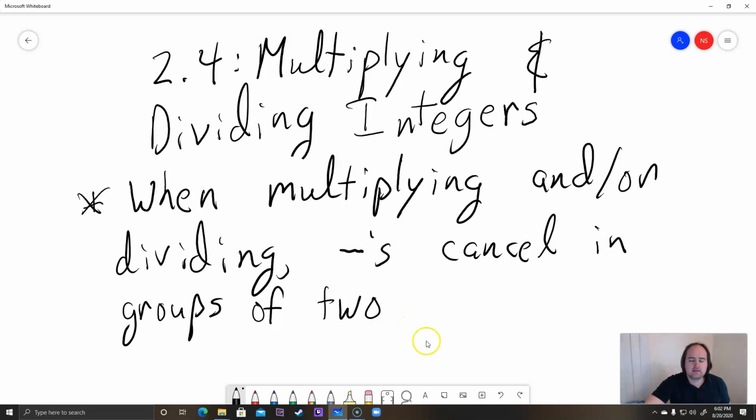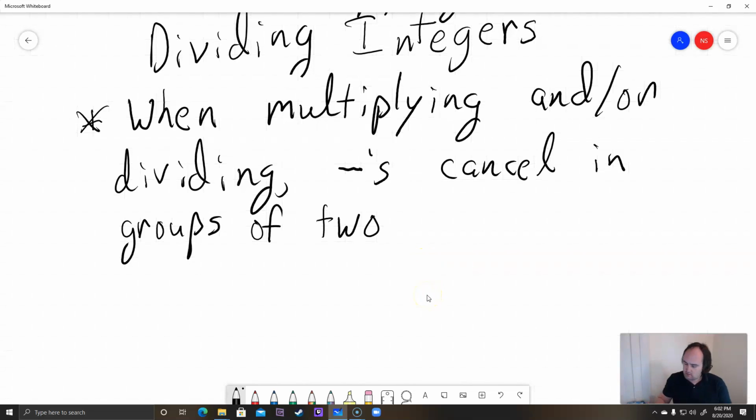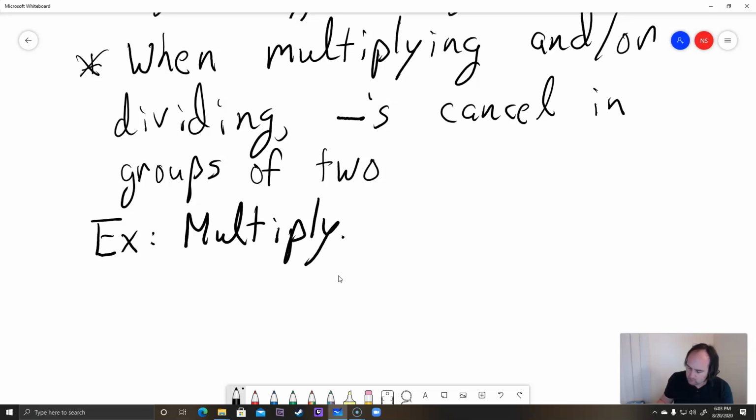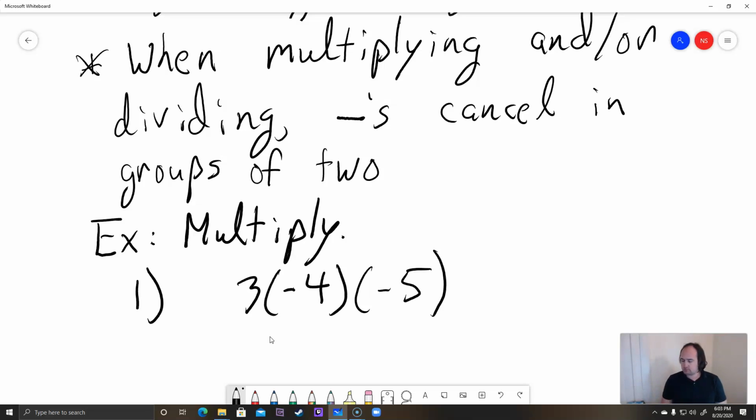Okay, so let's see an example of that. My minus kind of looks wavy there. Let me redo that. It's supposed to be a minus. Okay, so minuses cancel in groups of 2. And example, multiply. Okay, problem number 1. Let's do 3 times negative 4 times negative 5.